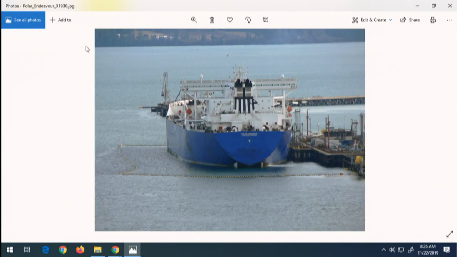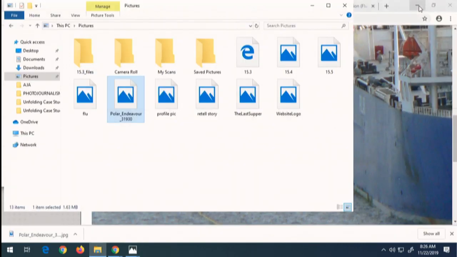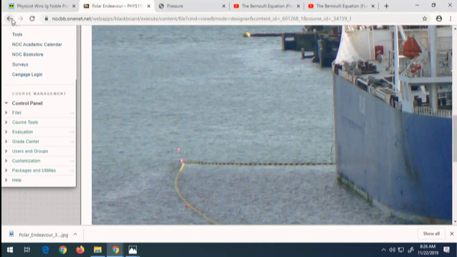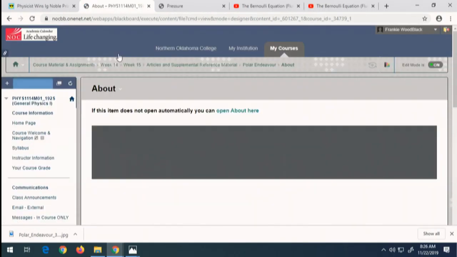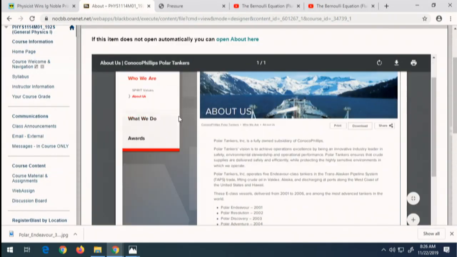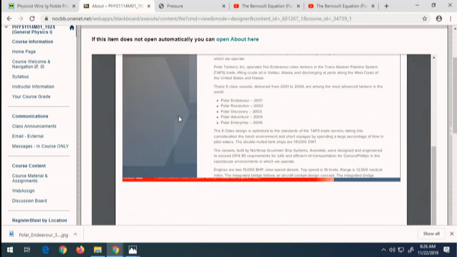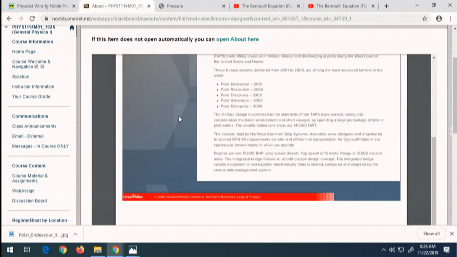In fact, I think I even have the specifications, because that's why I put it in there. I love specifications. So if you look at the specifications, the Polar Endeavor is a double hull tank ship that weighs 141,000 dry tons. So why doesn't it sink?